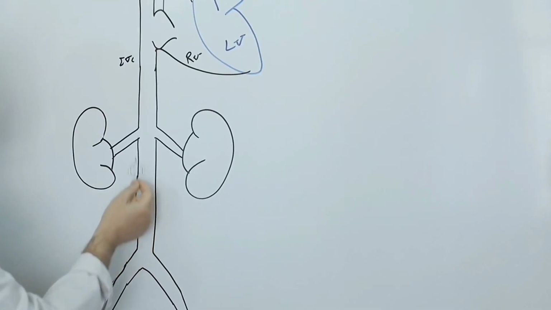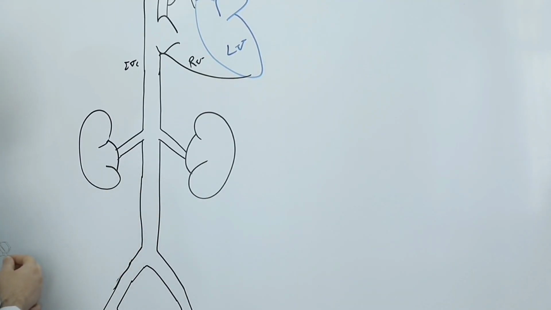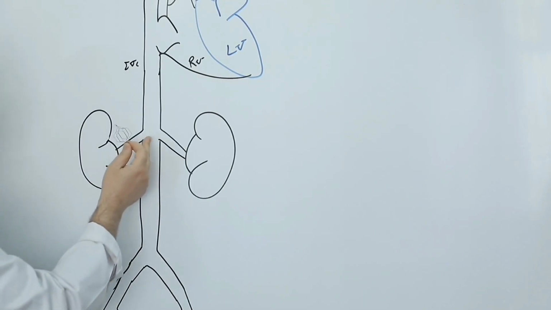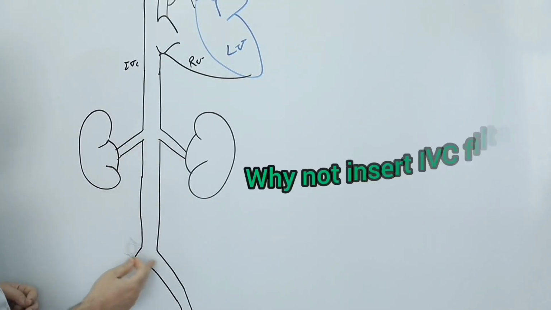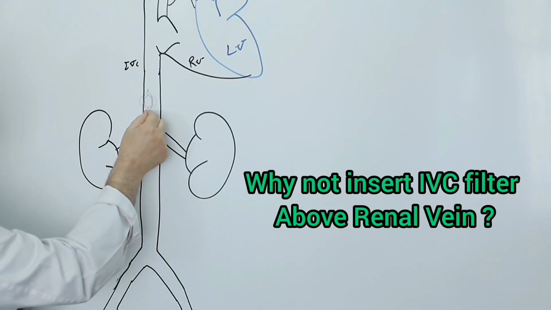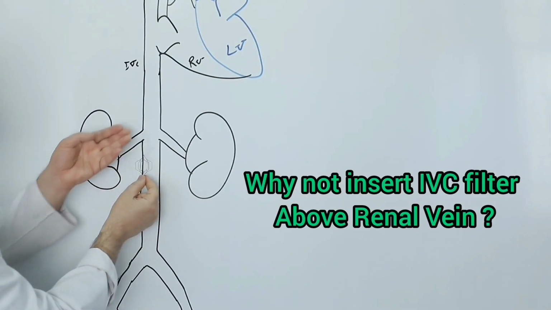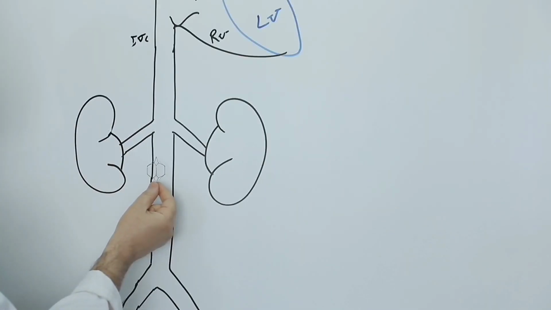Where exactly should we place this filter in the IVC? Where is the best place to insert the IVC filter? Below the renal vein and above the bifurcation of the IVC. Why don't we place the IVC filter above the renal vein? Because if it gets blocked by a thrombus, the kidneys can still drain their blood, preventing kidney failure.